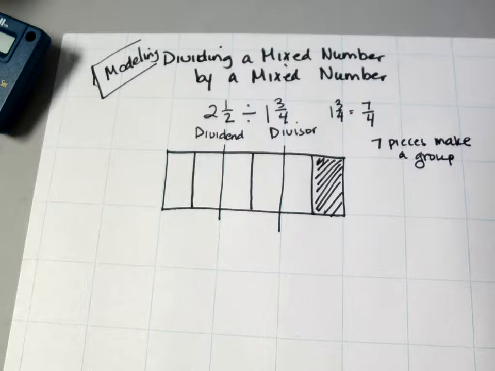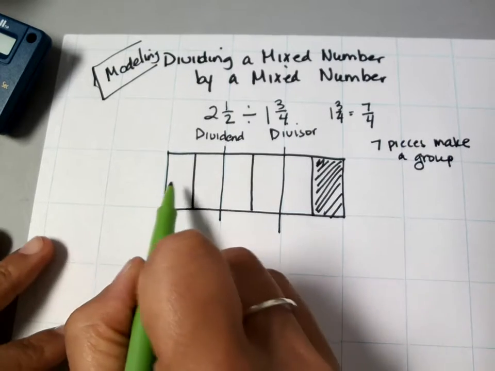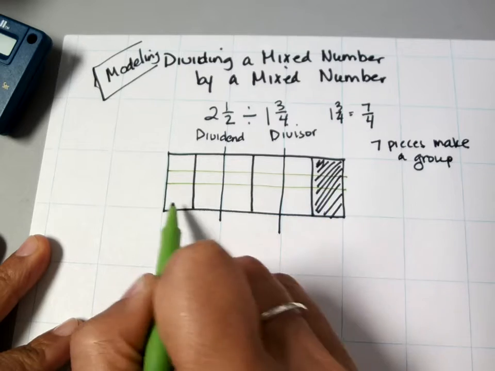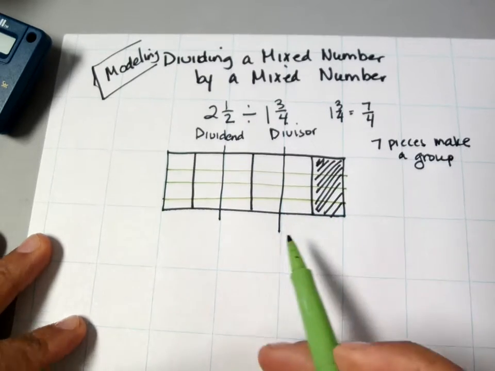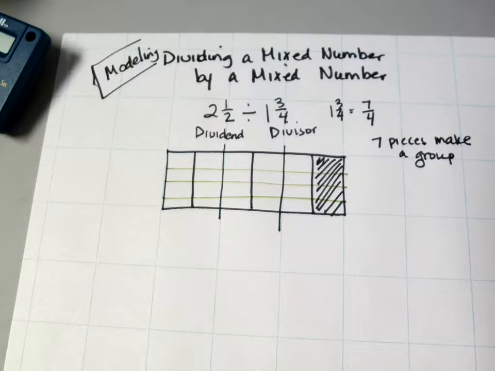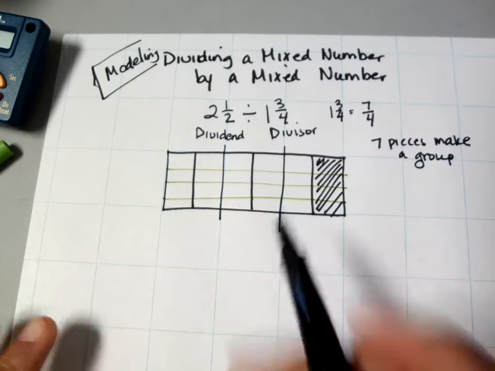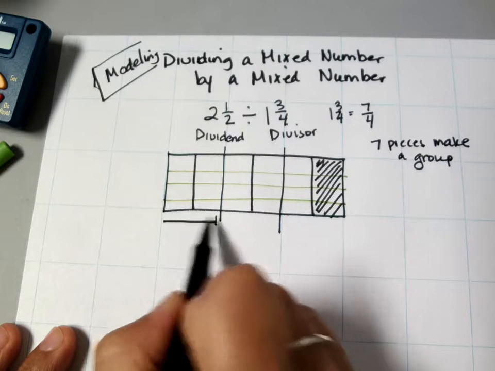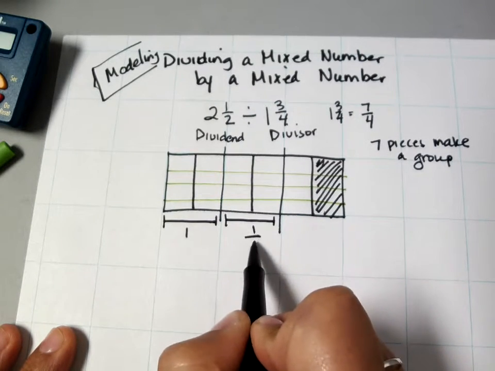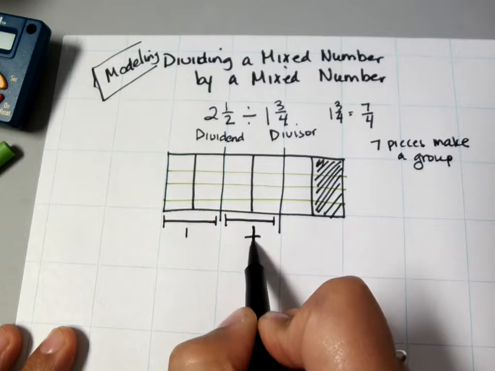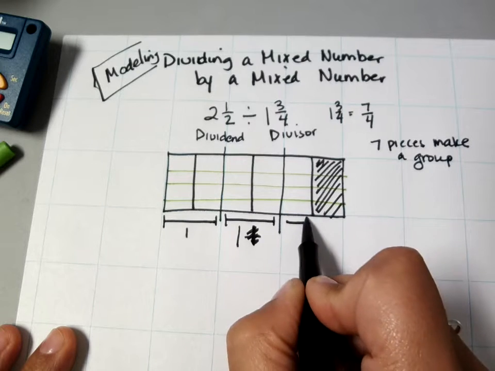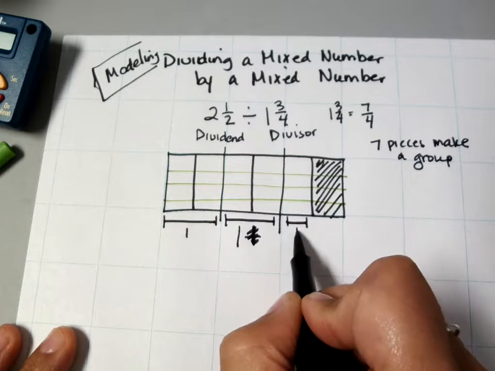So since my wholes are not yet divided into 4s, I'm going to go ahead and do that now. However, when I divide into 4s, since I already have it divided into 2s, I have smaller pieces. I now have 8ths. This is 1 whole. This is 1 whole. Sorry. This is 1 whole. And this is 1/2.